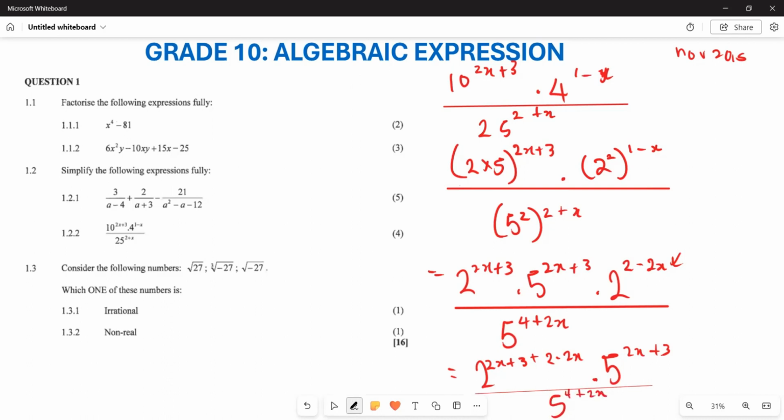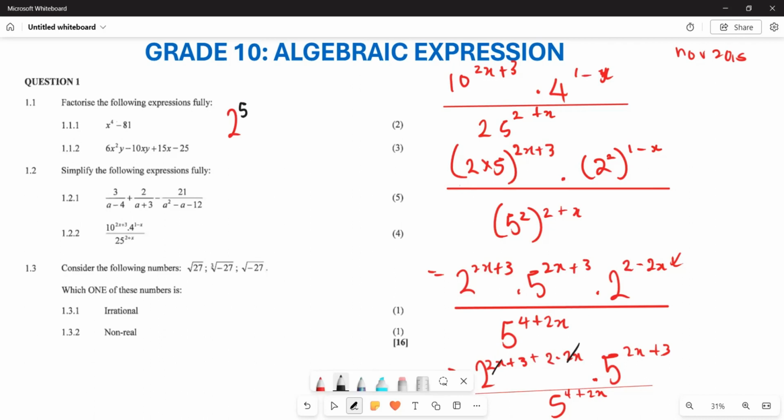Okay. Now, let's add this one. Here you have your 2. Let's look at this. You have positive 2x here and negative 2x here, right? This is positive 2x and this is negative 2x, so those two are going to cancel each other. Now you have 3 plus 2, which is the same as 2 to the power of 5.